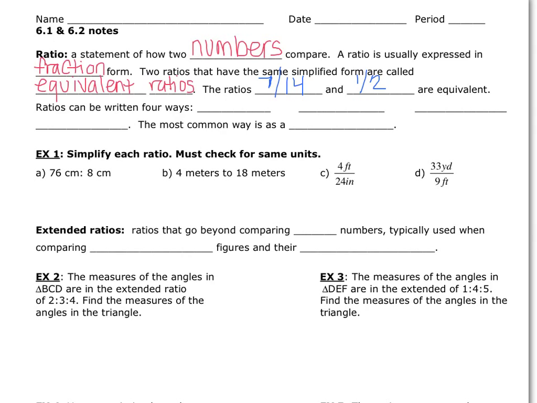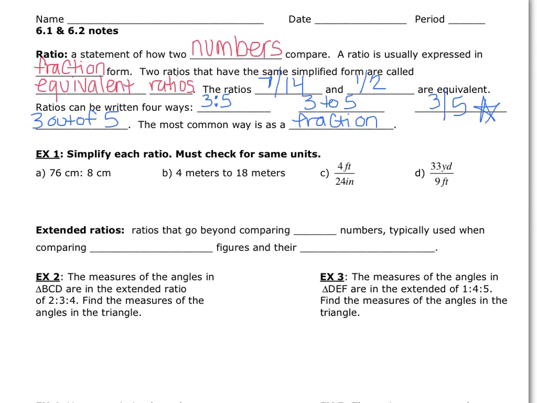There are four ways ratios can be written. You can write a ratio as 3 to 5 with the colon. You can write the words 3 to 5. You can write it as a fraction, which is probably the most popular. Or you can write it in words, 3 out of 5. So again, the most common way is the fraction.